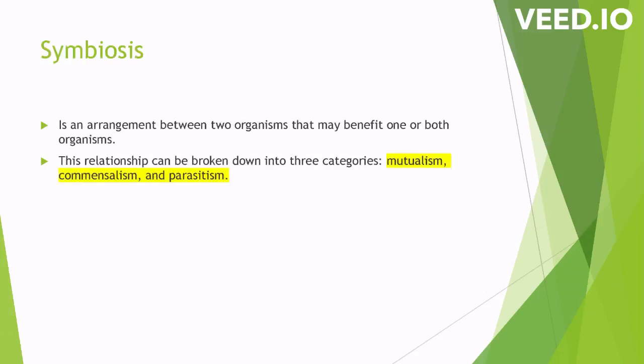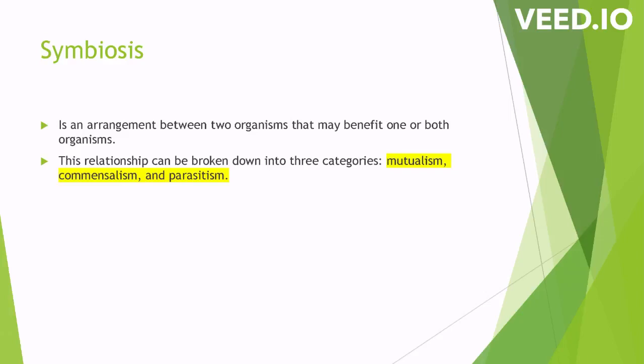All right, so now we're going to talk about symbiosis. Symbiosis is really interesting because it's when two organisms have an interaction, and one or both organisms can benefit from the interaction. So it doesn't necessarily have to be both. This relationship can be broken down into three categories: mutualism, commensalism, and parasitism.